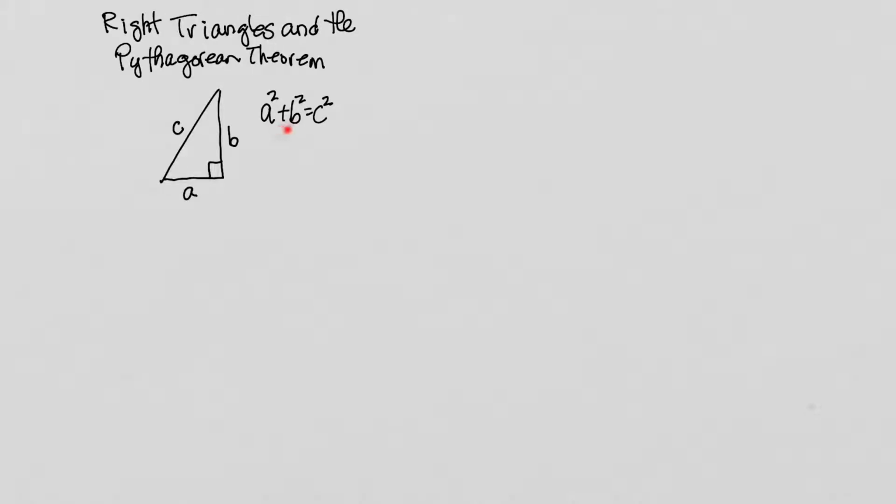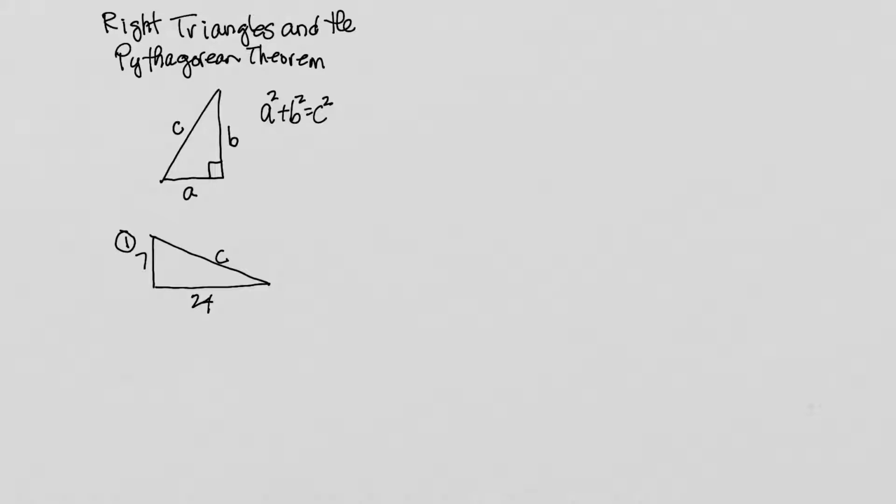What it means here is that if you take the measure here, square it, add, take that length here, square it, you will get the square of the hypotenuse. So let's work a bunch of problems. So what we want to do is find the length of the hypotenuse in this right triangle.